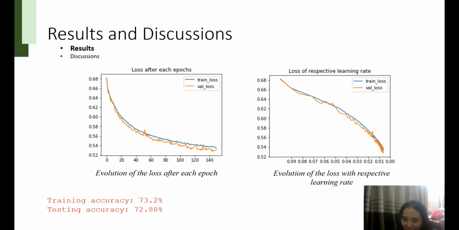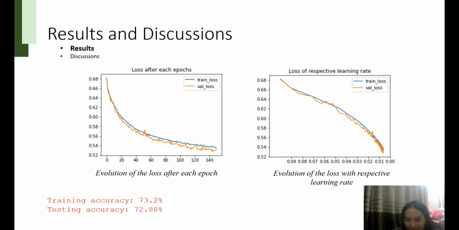I think the most important part here is the results and discussion. You can see in the figure, I have two graphs showing the loss function. The first one is after each epoch. The second one is the loss function with respect to the learning rate. Actually, our training accuracy is just 73%, and the testing accuracy is just 72%.